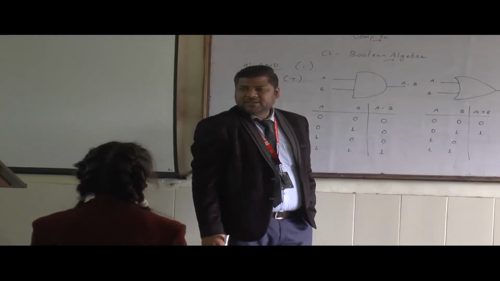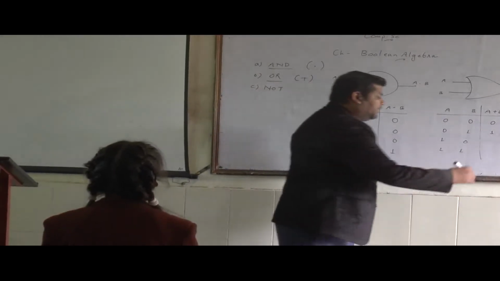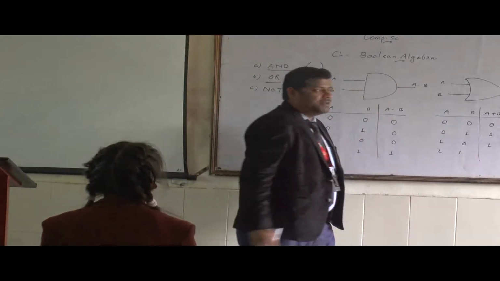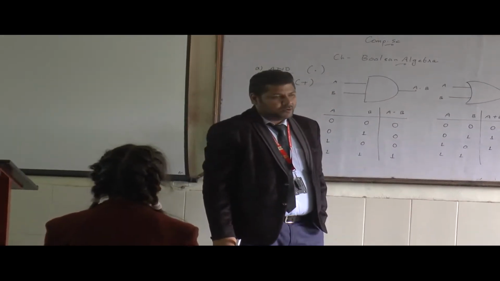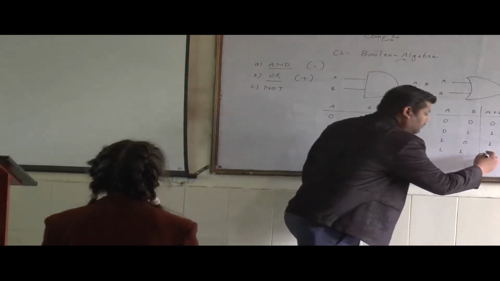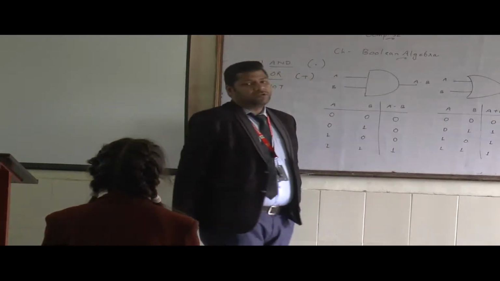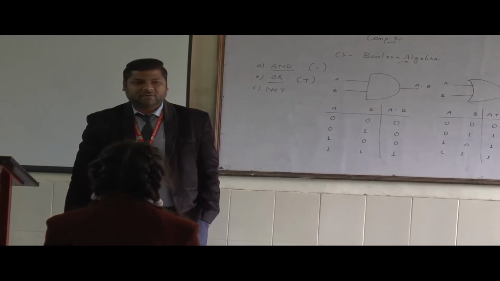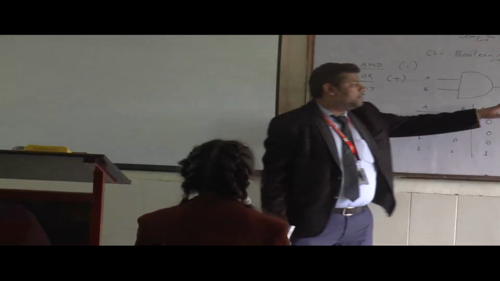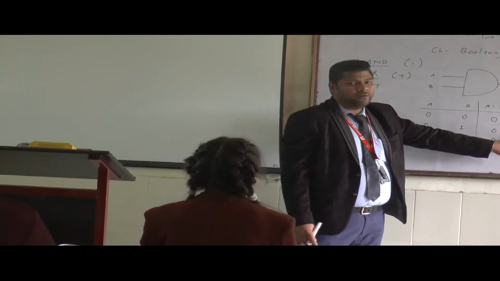One input is high. Therefore, again 1. What is the reason behind that? One input is high, and again 1, because all the inputs are high. Okay, so this is the circuit diagram of OR, and this is the truth table of OR.